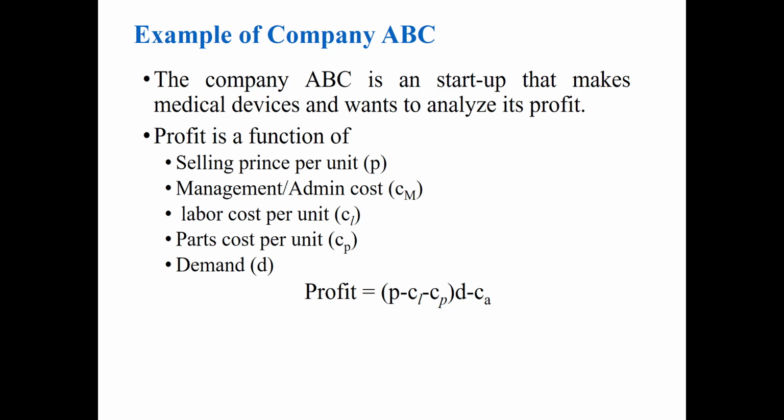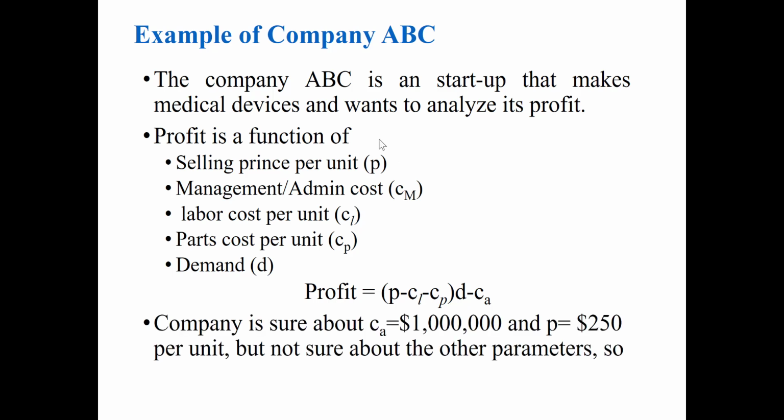If we want to calculate the profit, because labor cost, part cost, and selling price are functions of the units, it depends on the number of the demands that they have, and it's assumed that all the production is going to be sold. So the profit is (P minus CL minus CP) times D minus CA. So this is the function that we have.